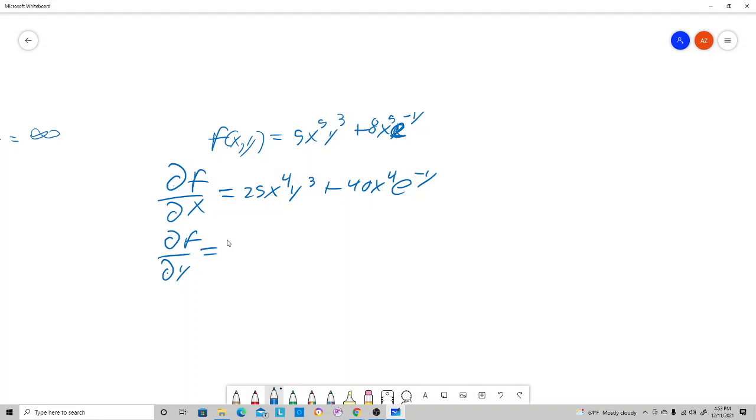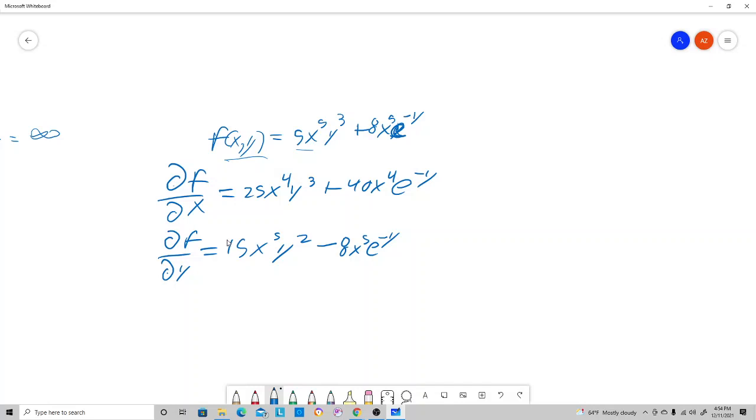So now if we look at this function, we can take down this 3 and keep the x's as constants. So we have 15 x to the fifth y to the second. And then look, if we keep 8x to the fifth as a constant and take the derivative of e to the negative y, this e to the negative y would stay, right? This would become a negative.